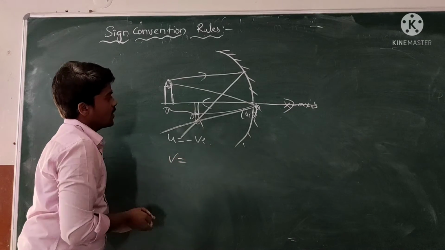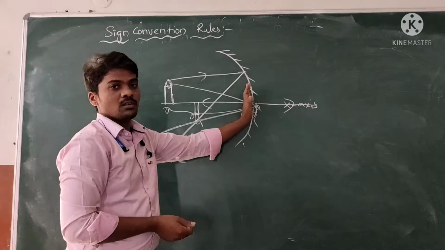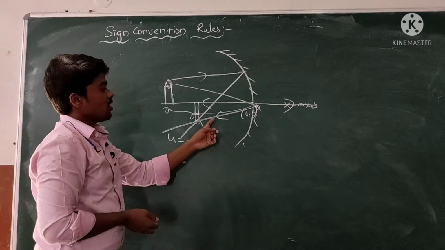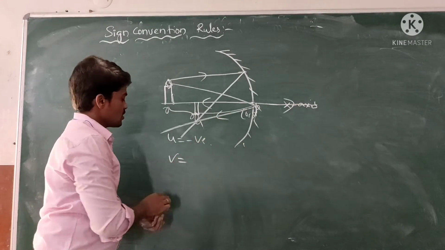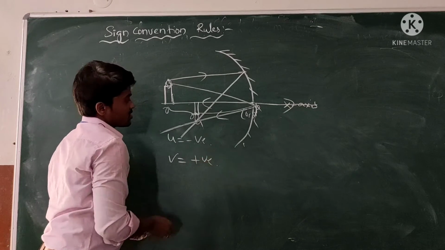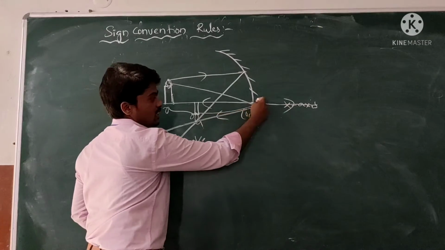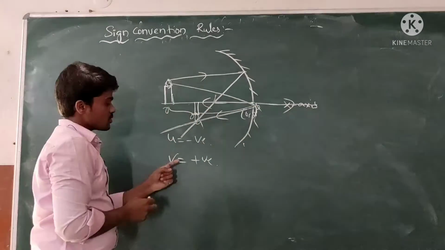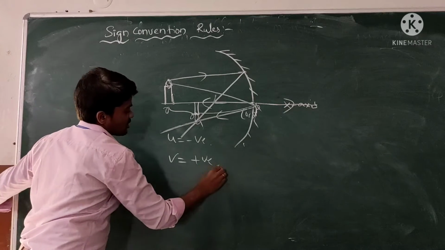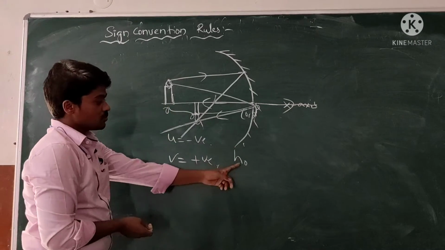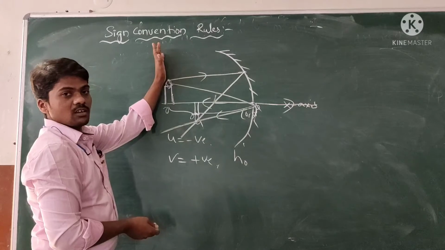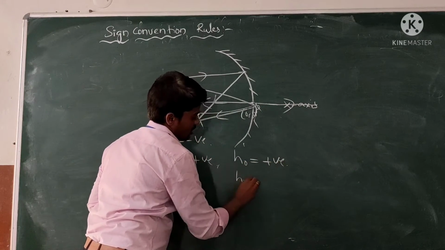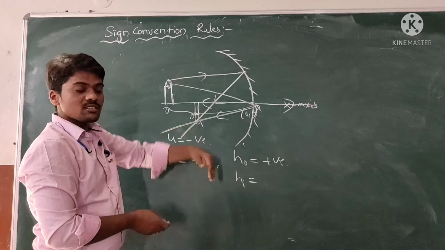Next, B. Is B positive or negative? Okay, this direction. B is positive. This is the direction, and from the pole this direction is positive. See, H naught is the object height. This is the object height above the principal axis, which is positive only. H downward means negative.